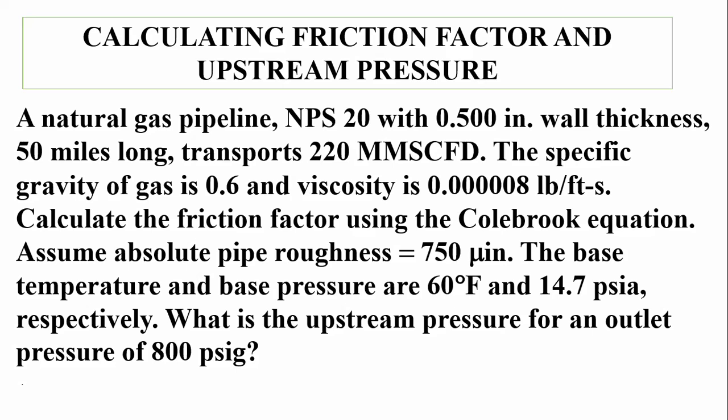Calculate the friction factor using the Colebrook equation. Assume absolute pipe roughness is 750 micro inch. The base temperature and base pressure are 60 degrees Fahrenheit and 14.7 psi, respectively. What is the upstream pressure for an outlet pressure of 800 psi?